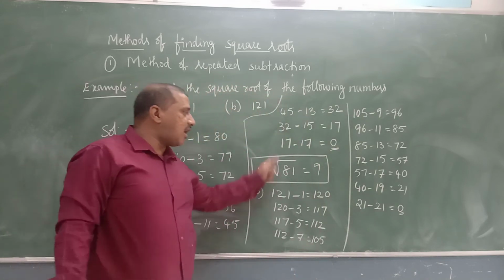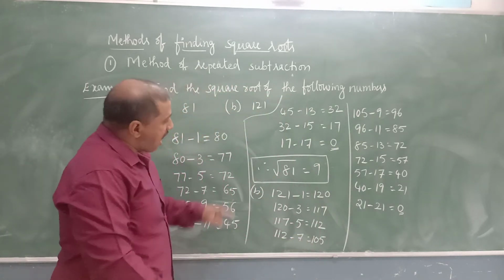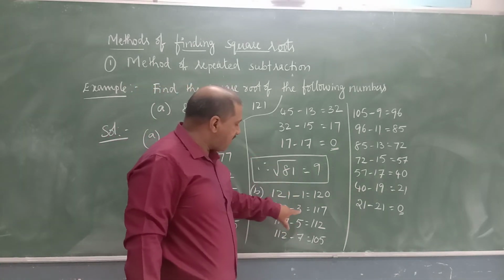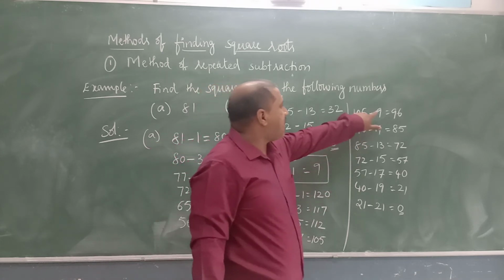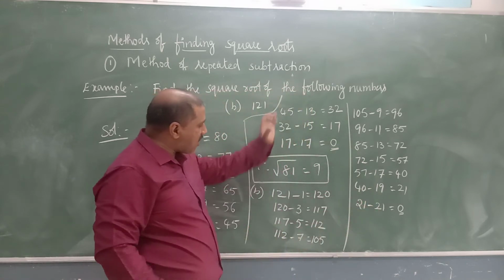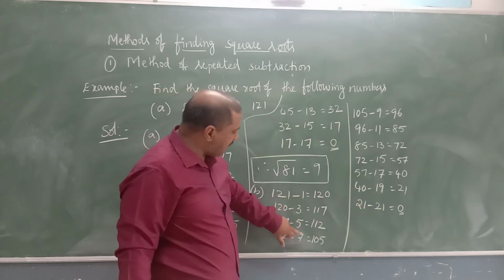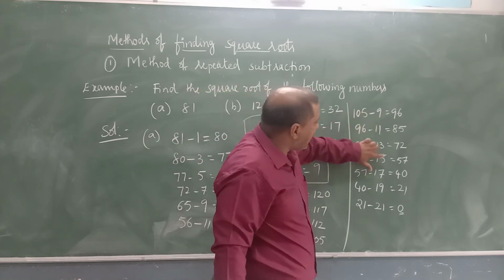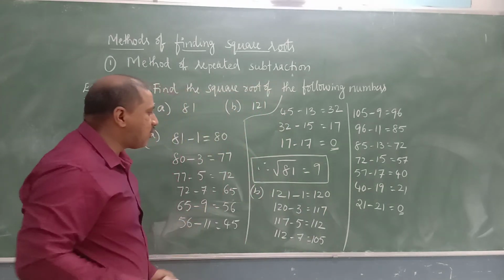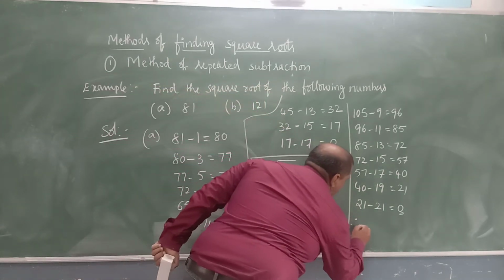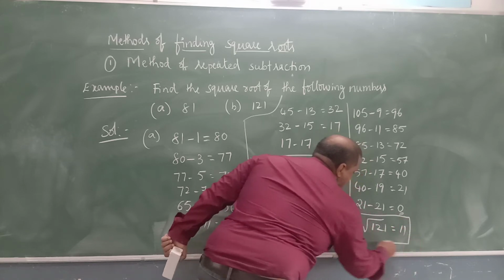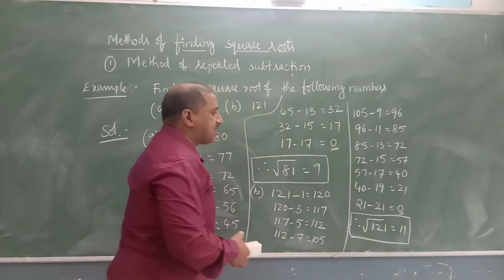Till we get 0, we have to subtract the odd numbers. Then how many odd numbers have we subtracted? Count those odd numbers: 1, 3, 5, 7, 9, 11, 13, 15, 17, 19 and 21. So how many odd numbers have you subtracted? 1, 2, 3, 4, 5, 6, 7, 8, 9, 10, 11. 11 odd numbers we have subtracted from 121. Therefore, the square root of 121 is equal to 11.